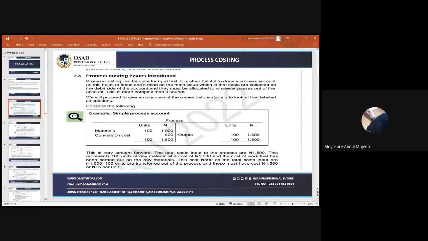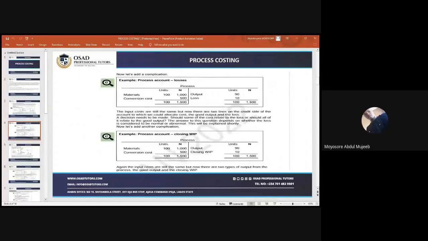And we said we are making 100 units of output. That means if we incurred 1,500 naira on 100 units of output, a particular unit at the end of production cost 15 naira for us to produce. Am I right? Please, did you get that? Yes. Now let's move on.